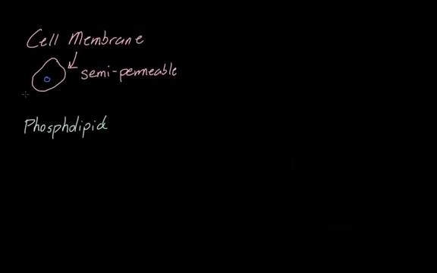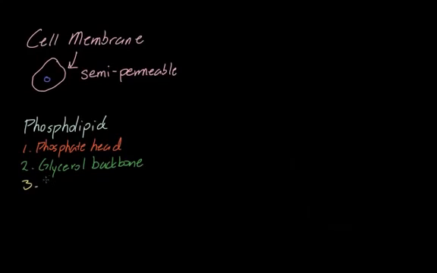Phospholipids have three major components. The first is a phosphate head group. The second is a glycerol backbone. And the third are two fatty acid tails. The way we draw this is we give the phosphate head group kind of like a head. It's a circle, and two fatty acid tails hang down from it, kind of like strings on a balloon. The way I remember this is a phospholipid looks like a balloon, but with two strings.